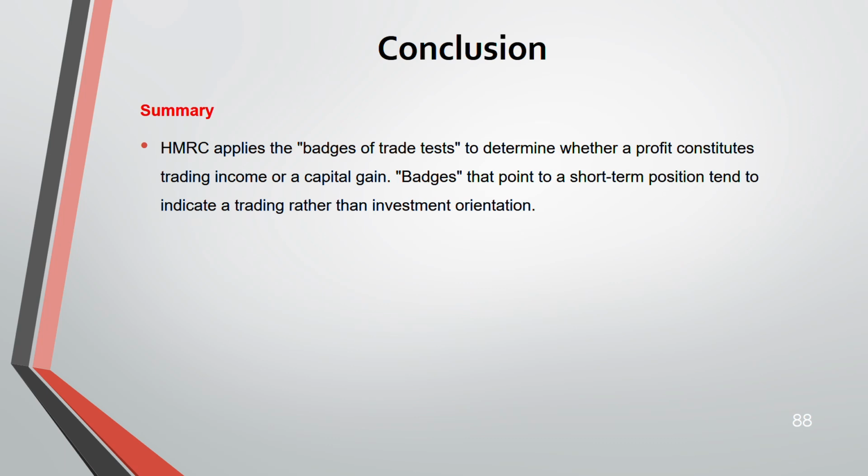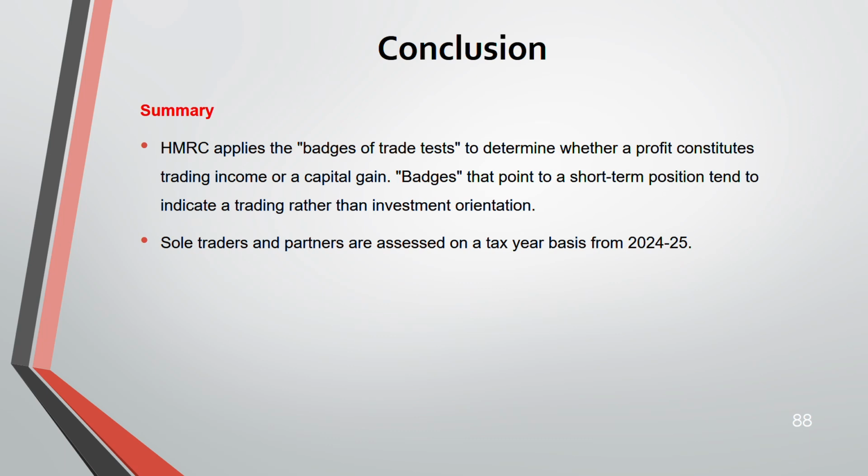So we started with the badges of trade which HMRC applies to determine whether your profit is a trading income or a capital gain. If it's a trading income, you apply income tax. If it's a capital gain, capital gains tax will apply. Okay. So next, sole trader. For sole trader and partners, we are still in the sole trader. We haven't touched partners yet. Okay, but it applies to both.